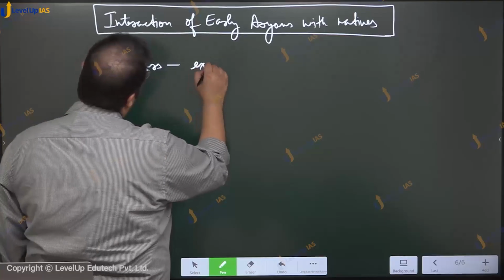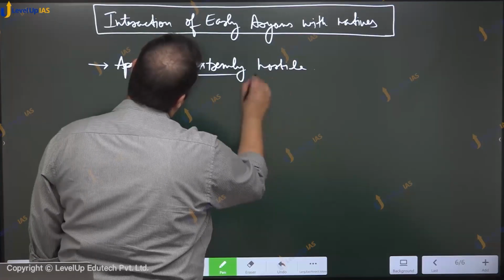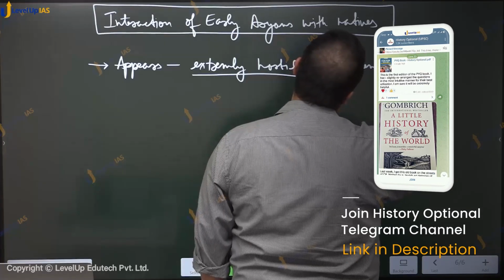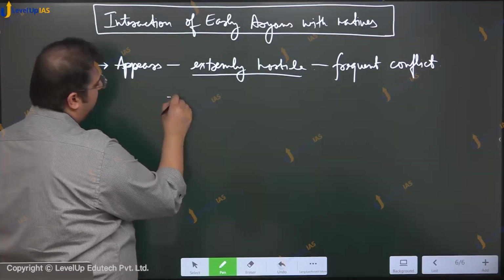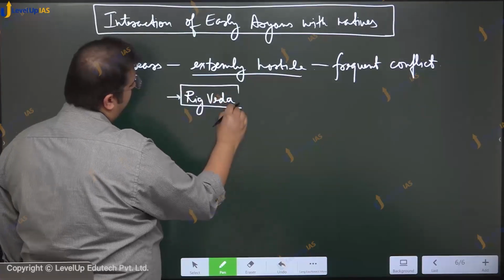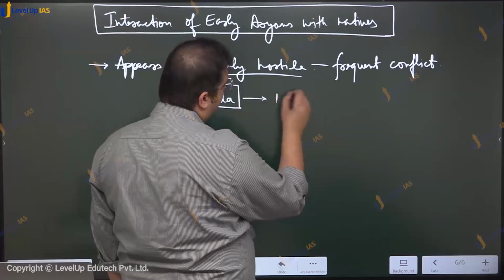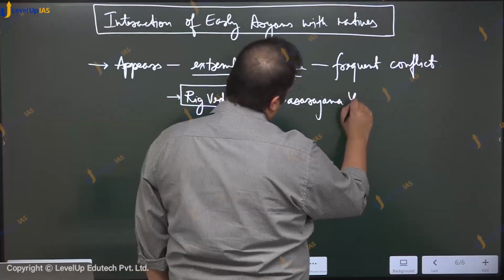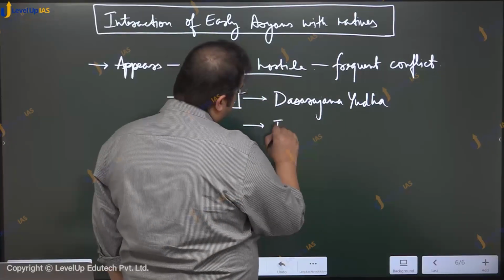It used to be extremely hostile, characterized by frequent conflict. Do we have any evidence for this? The Rig Veda mentions a major war between them, that is the Das Rajan Yudh.